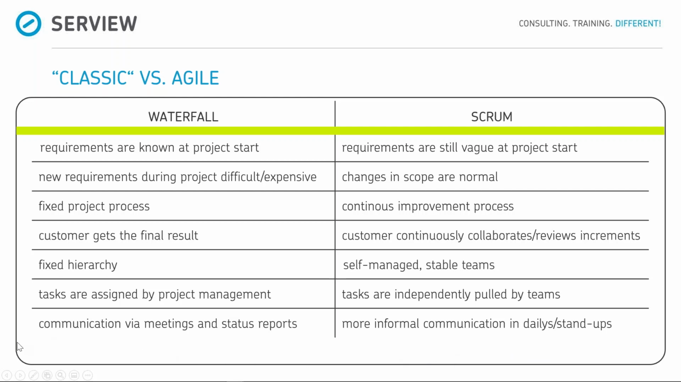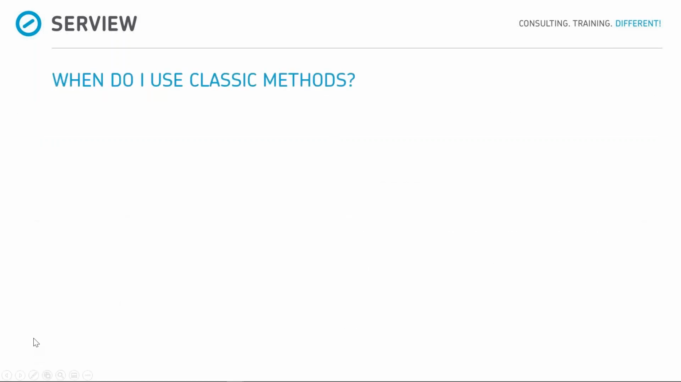So what does this mean? When do I use what? Because obviously your scenarios will be different, your projects will be different, and your customers will be quite different. So what works when? When do I use classic methods?